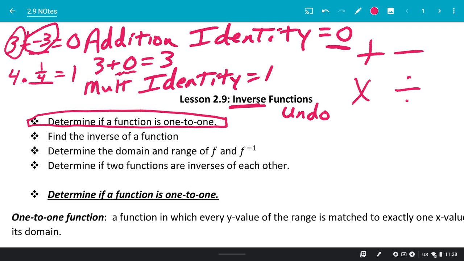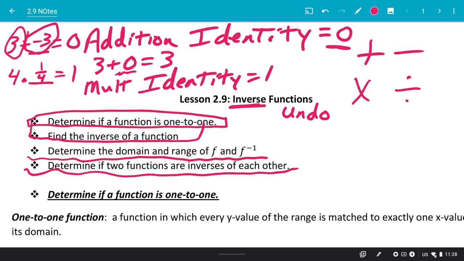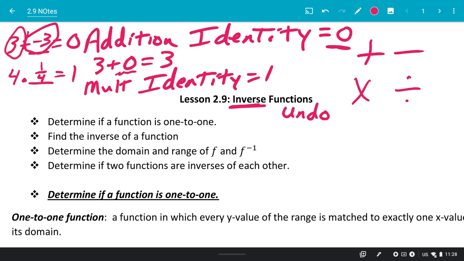Once we determine a function is 1-to-1, I'll teach you how to find the inverse, and then we'll look at the domain and range of a function and its inverse. And of course, we will determine if two functions are inverses of each other. Okay? First, before we can find the inverse or deal with the inverse at all, we must determine if a function is 1-to-1.